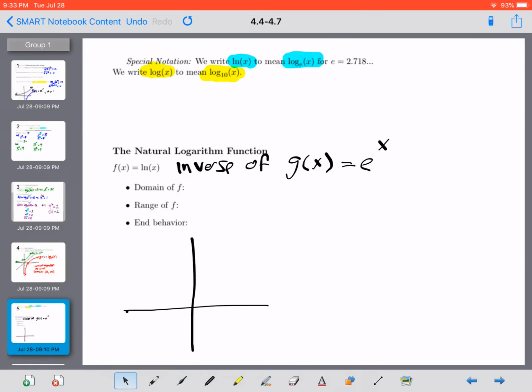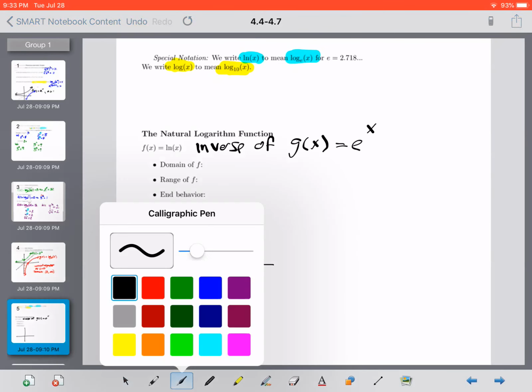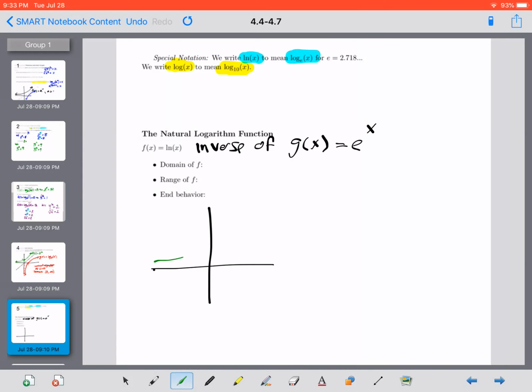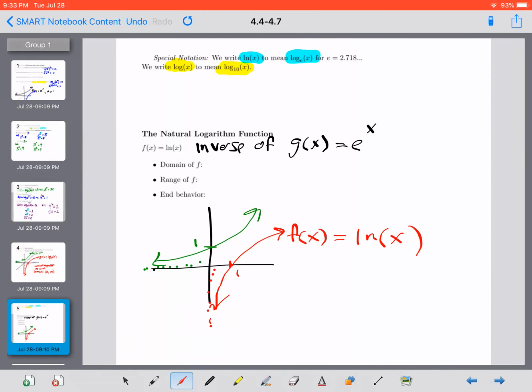Now remember, let's make this a little bit bigger. The e to the x function looks like this. Looks a lot like 2 to the x, but it just grows a little quicker. Y-intercept at 1. It's got a horizontal asymptote at 0 as x goes to negative infinity. And so just like before, we get this inverse function, ln of x, whose graph looks like this. A vertical asymptote at x equals 0, and then it grows a little bit more slowly. So this is a graph of ln of x, and the green curve is a graph of e to the x.